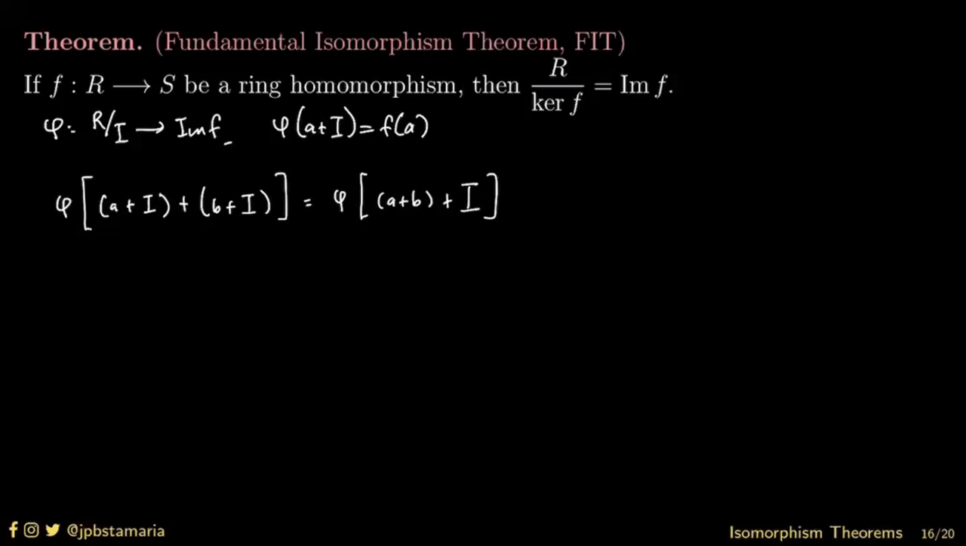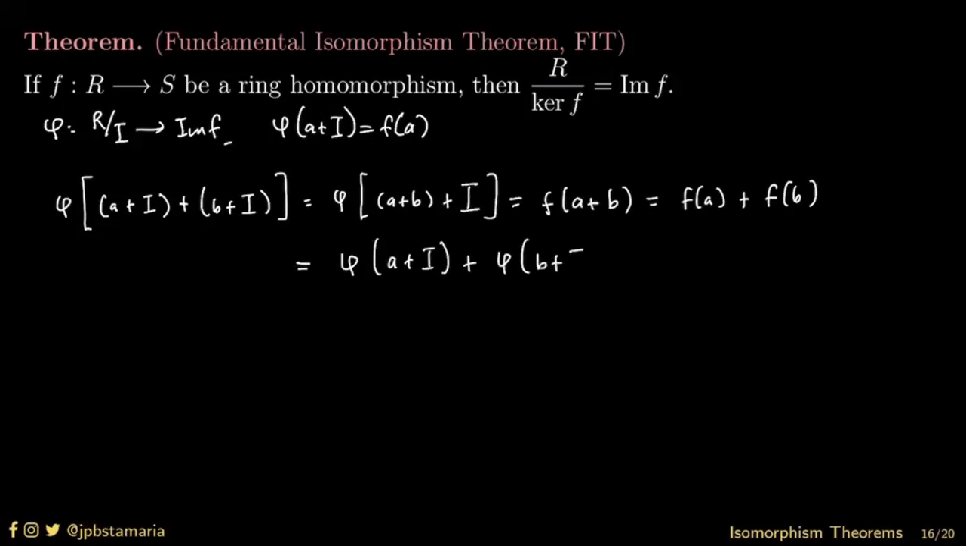And by the definition of phi, kukunin mo yung representative, i-apply mo si F. But given na si F ay ring homomorphism, so parehas sa F of A plus F of B. Kaya lang, sino ba si F of A? Siya si phi of A plus I. Si F of B naman, siya si phi of B plus I. So as you can see, phi is addition preserving. In a similar manner, it will be multiplication preserving as well. No?